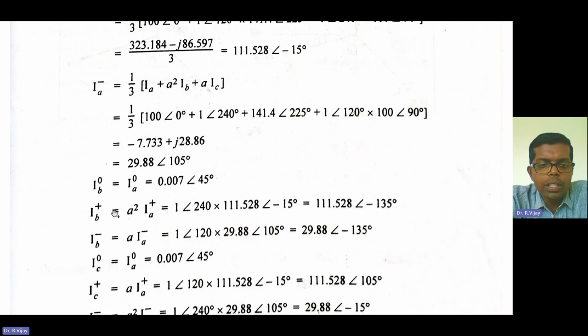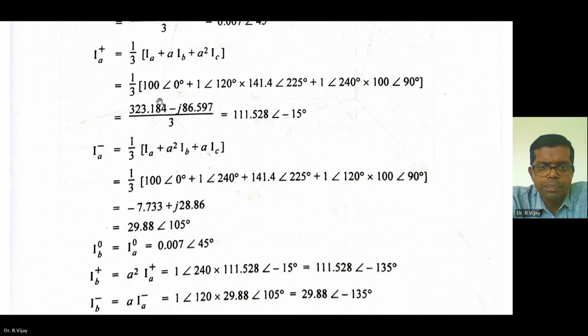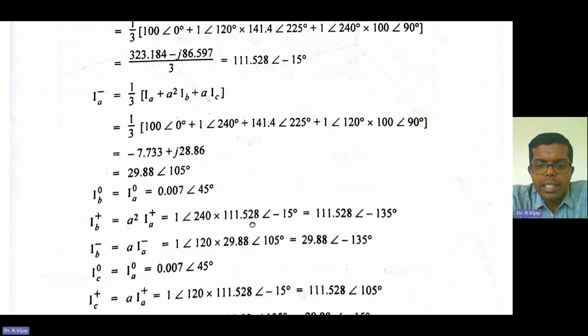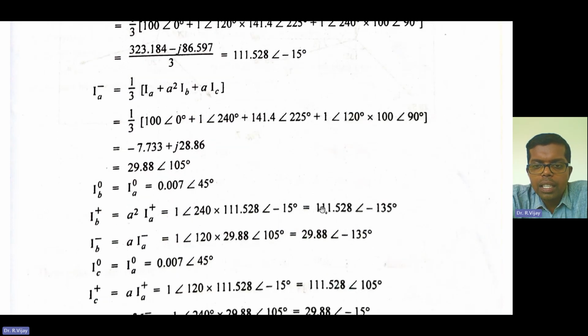Next, IB positive is equal to A square IA positive. So what is A square? This formulation is also from the previous equation. A square means 1 at the angle of 240 degree. Next, IA positive. What is IA positive? It is 111.528 at the angle of minus 15 degree. Just multiply it. You will get the answer as 111.528 at the angle of minus 135 degree. This is the answer for IB positive.